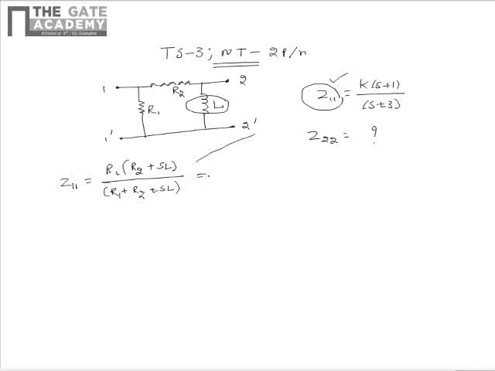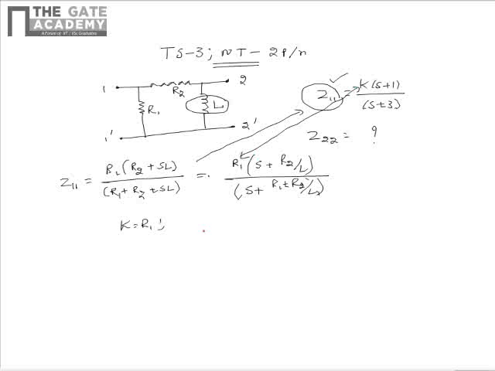So upon simplifying this Z11 similar to the value given, we see that this can further be simplified as R1 multiplied by (S plus R2 by L) divided by (S plus (R1 plus R2) divided by L). So upon comparing the equivalent terms, we see that K is equal to R1, that is the quotient in the numerator.